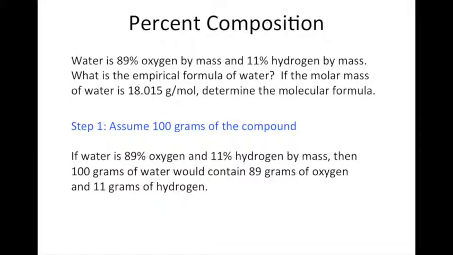So the first thing we like to do is convert our percentages into grams. So let's assume we have 100 grams of our compound. If we have 100 grams of water, that tells us that we will have 89 grams of oxygen and 11 grams of hydrogen. So we just assume 100 grams, then that way we can convert our percentages directly into grams.